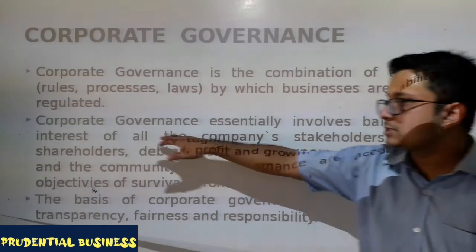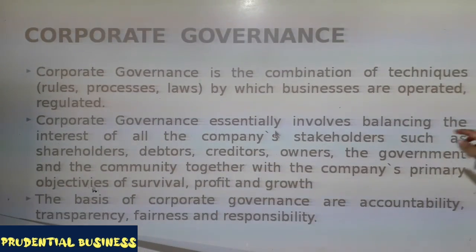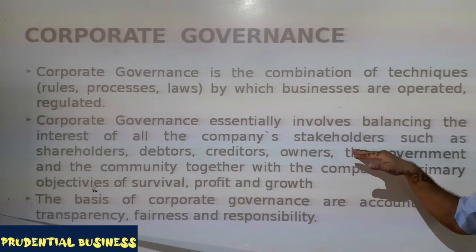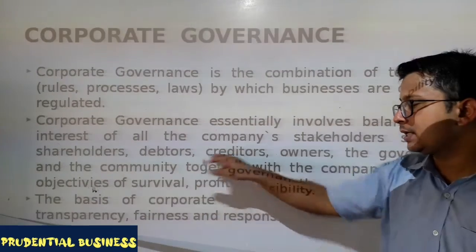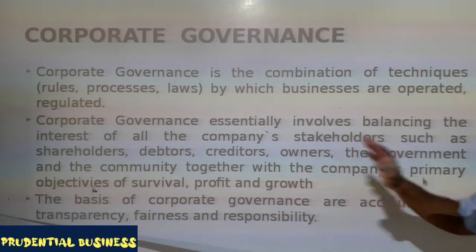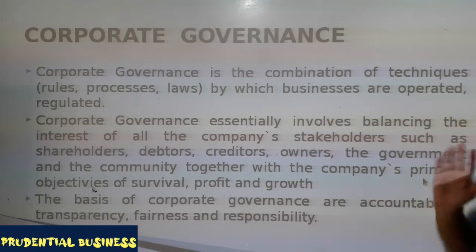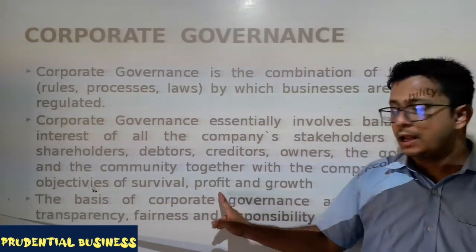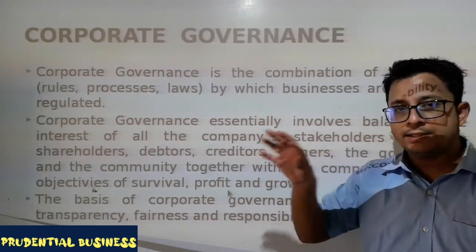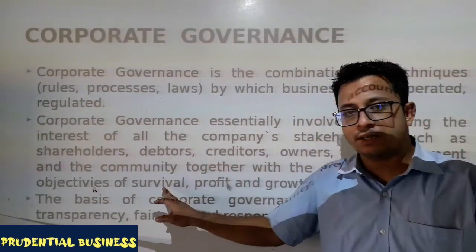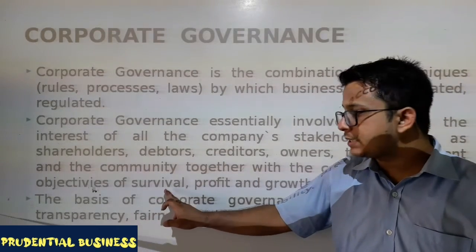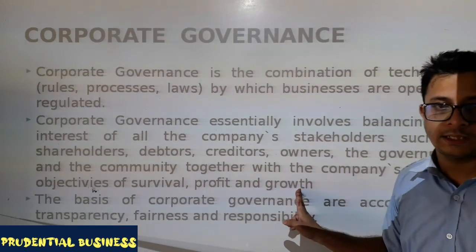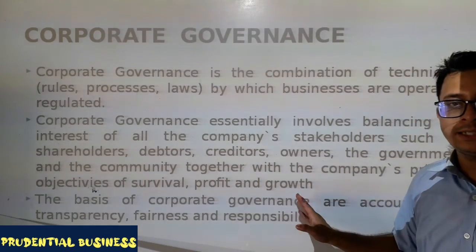Next, corporate governance essentially involves balancing the interest of the company stakeholders. Who can be the company stakeholders? They can be your shareholders, debtors, creditors, owners, government, etc., together with the company's primary objectives. Usually the company's primary objective is profit, which helps the business survive. Not only survival, it is also necessary for a business to grow, because the business environment is dynamic.